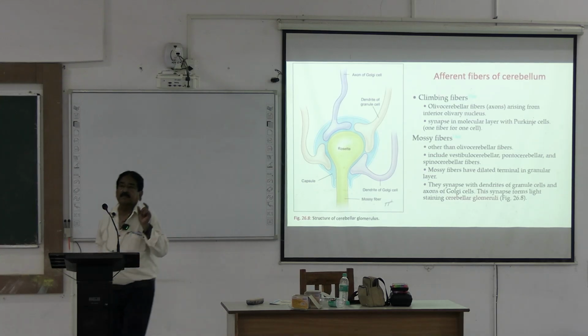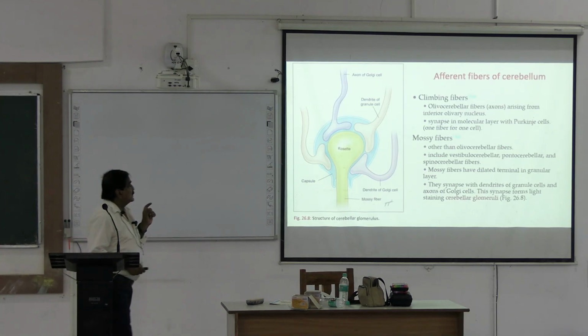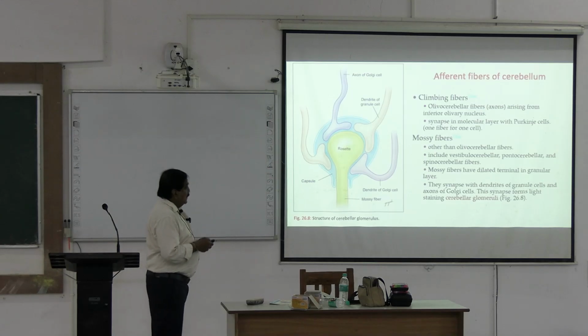The name suggests that: vestibulocerebellar, pontocerebellar from the pontine nucleus, and spinocerebellar fibers. Mossy fibers have a dilated terminal in the granular layer. They synapse with dendrites of granule cells and axons of Golgi cells. This synapse forms the light staining cerebellar glomeruli.